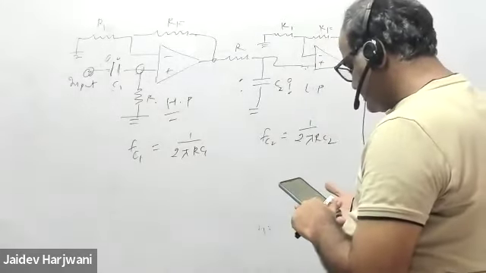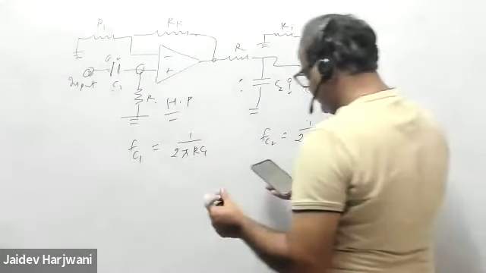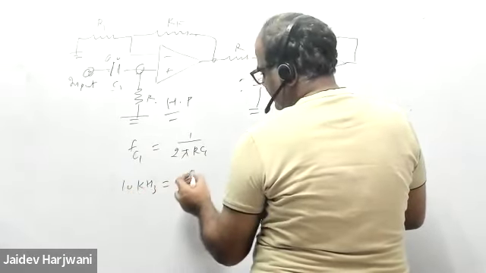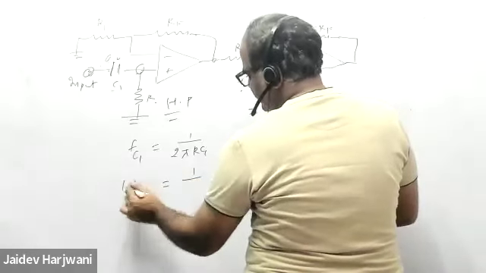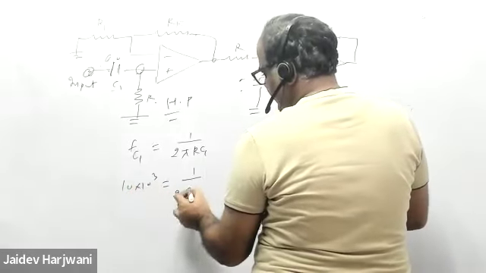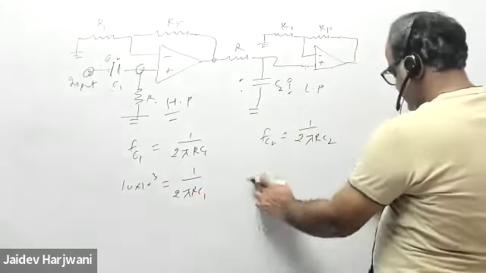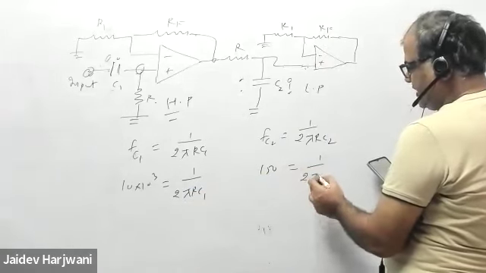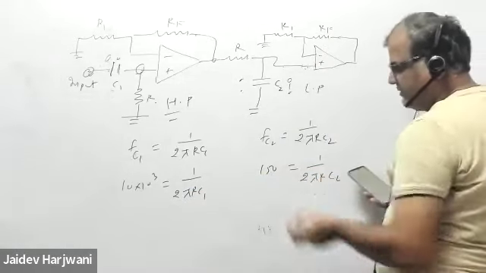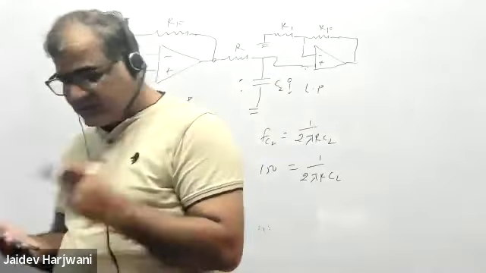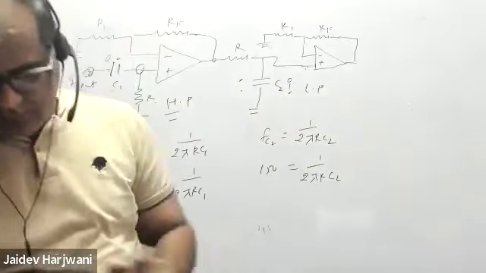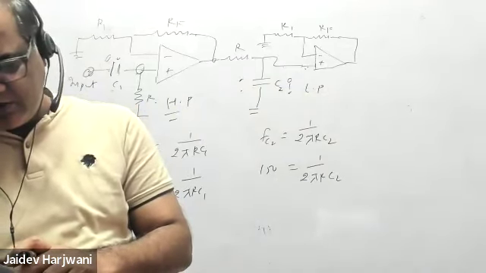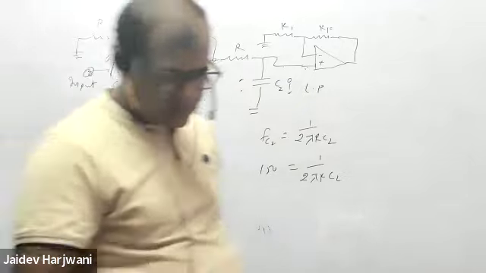Lower cutoff frequency is 150 hertz, and for the other, this is 10 kilohertz. So 10 to the power 4, 10 to the power 3, 2 pi R C1, and this is 150, 2 pi R C2. Tell me what is the value of C1, C2? R value is 10 kilo ohm. What is the value of C1 and C2?